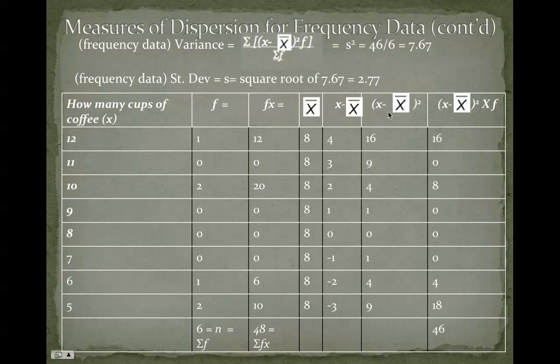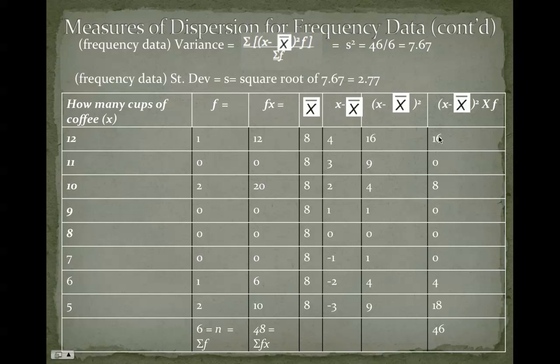And here we have x minus x bar squared. Again, exactly the same as we did for the raw data. You're going to take this x minus x bar column and you're going to square it. So 4 squared is 16, 3 squared is 9, 2 squared is 4, all the way down. Again, squaring a negative value gives us a positive value. So we have all of these squared values here, x minus x bar squared. All of these are just squared values of the x minus x bar column.